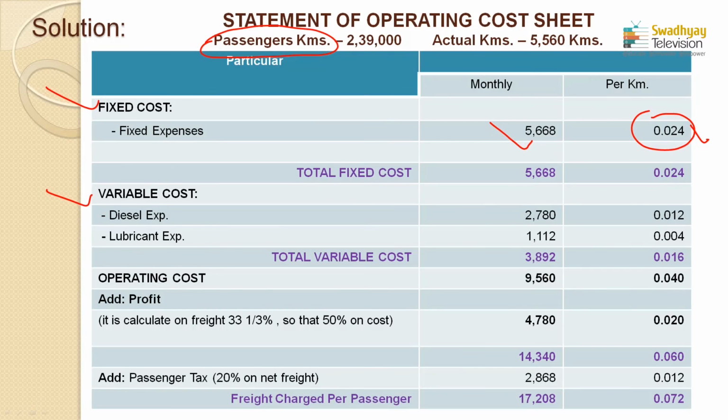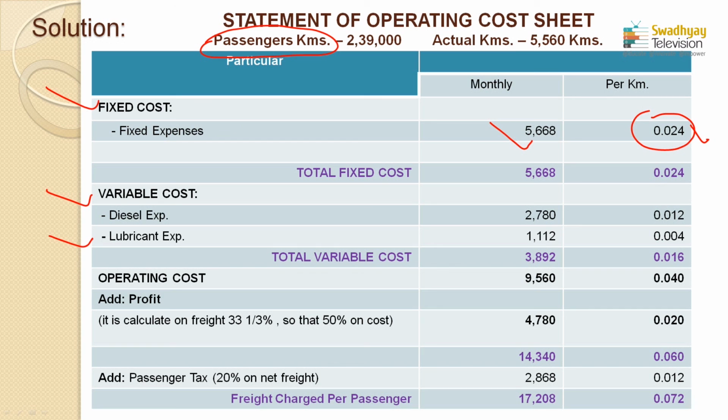Now how would it be put into the statement? See the statement, lubricant expenses, that is 1,112 rupees. If you want to find out per passenger kilometer, again it will be divided by 2,39,000 kilometers and your per passenger cost is 0.004. This is your per passenger cost.